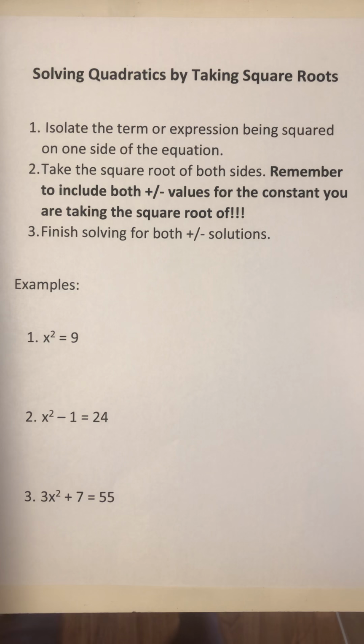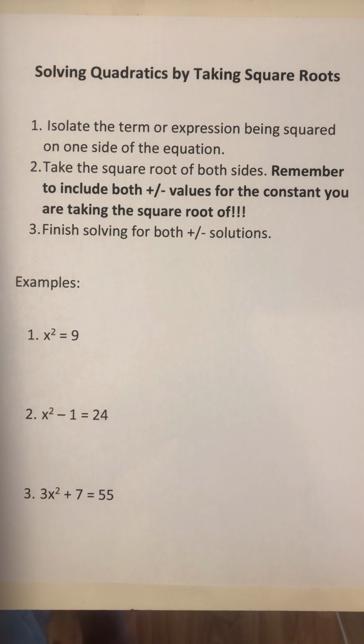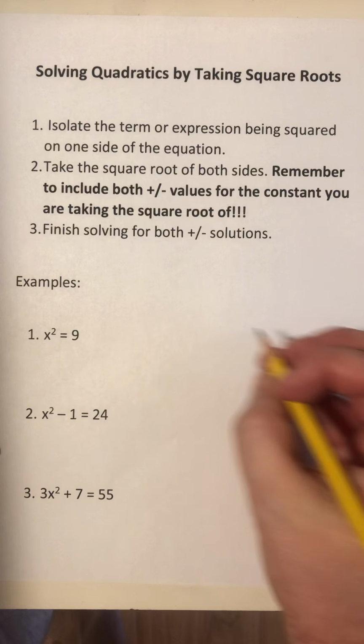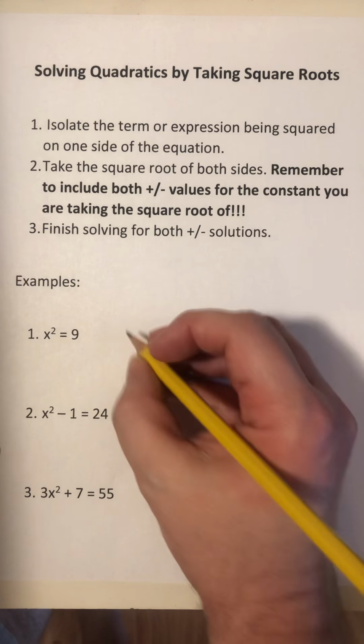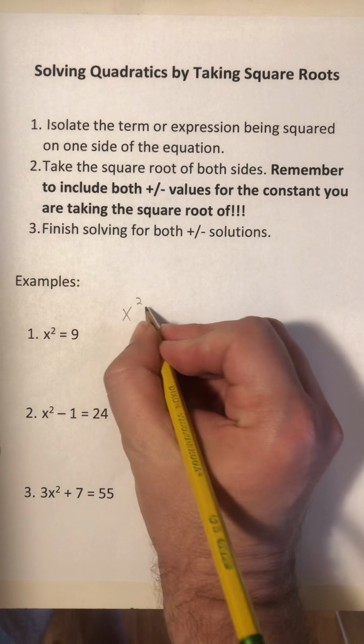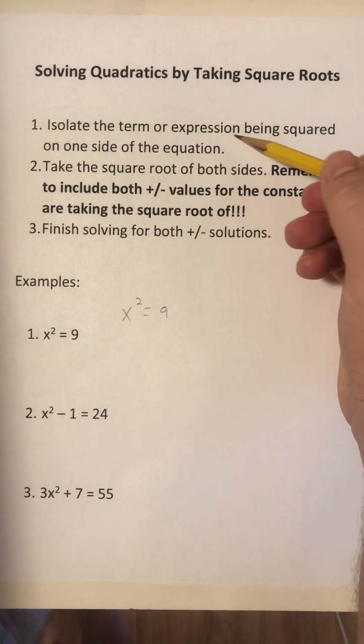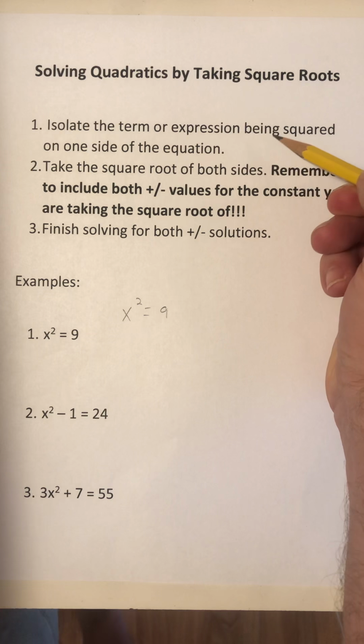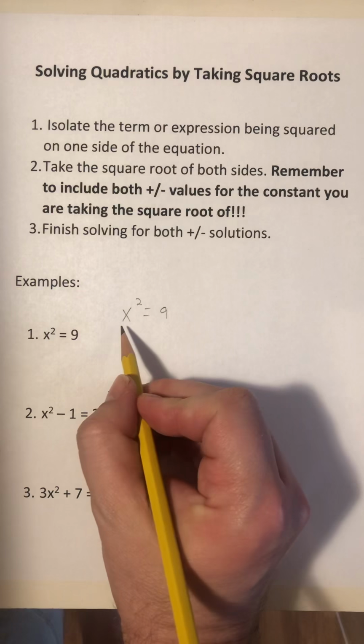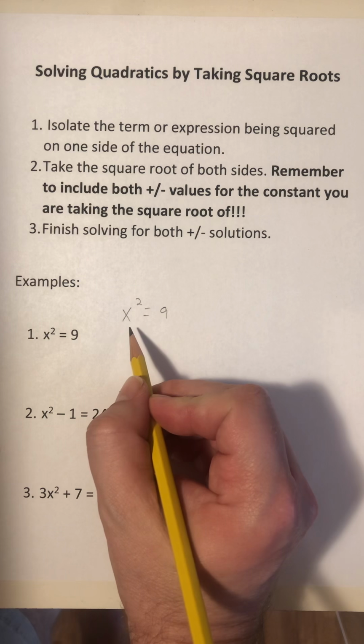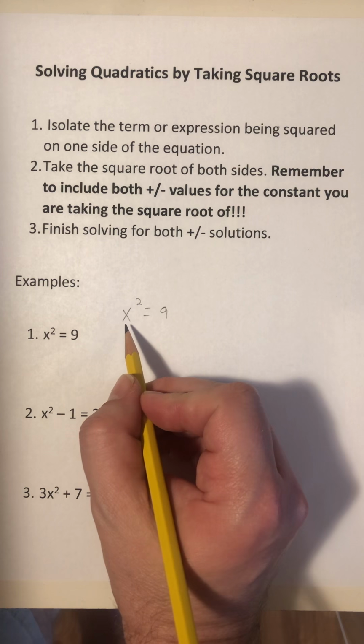And then finally, we're going to finish solving for both the positive and negative solutions. All right, so guys, that first example, if we look at it, I've got x squared equals 9. So this is a quadratic. It's a very simple, basic one. So x squared equals 9. First of all, isolate the term or expression being squared. All right, so it's already isolated on one side of the equation. I've got x squared by itself on the left side.